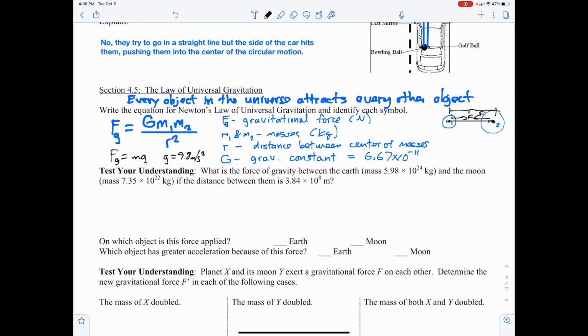Pause the video and try to put the information into this equation and see how well you're able to make the calculation. What is the force of gravity, in other words, F sub g, if Earth has a mass of 5.98 times 10 to the 24 kilograms, that would be M1, and the Moon has a mass of 7.35 times 10 to the 22 kilograms, that would be M2, and the distance between them is 3.84 times 10 to the 8, that would be R, and then you square that. Pause the video right now and see if you can make this calculation happen correctly.